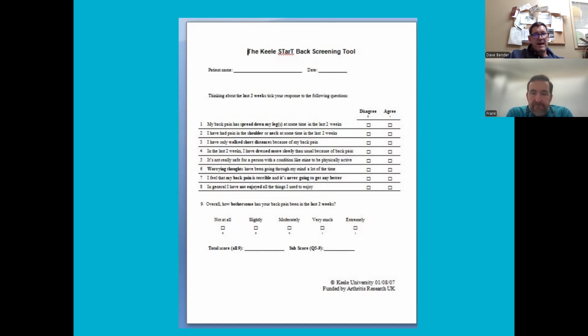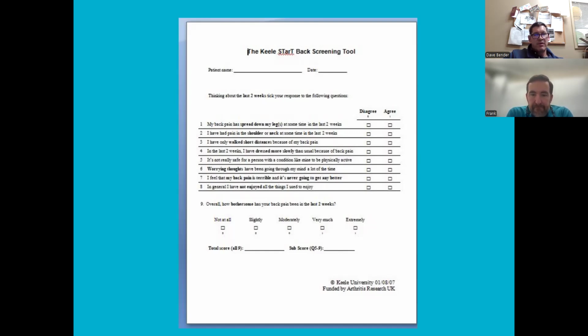Has my back pain spread down my legs at some time in the last 2 weeks? Here we're asking about the quality of the pain. Did this back pain spread down my legs? Did it go to the foot? Was it lancinating? Was it causalgic? Was it just a dull achiness that extended to my knee?